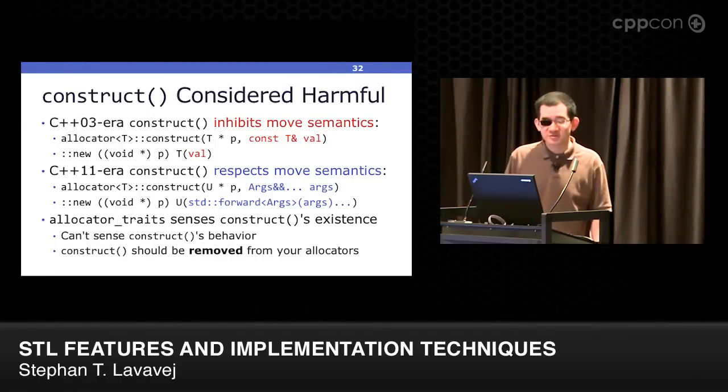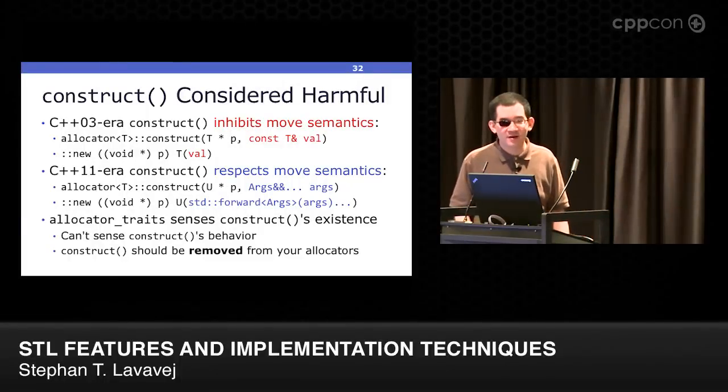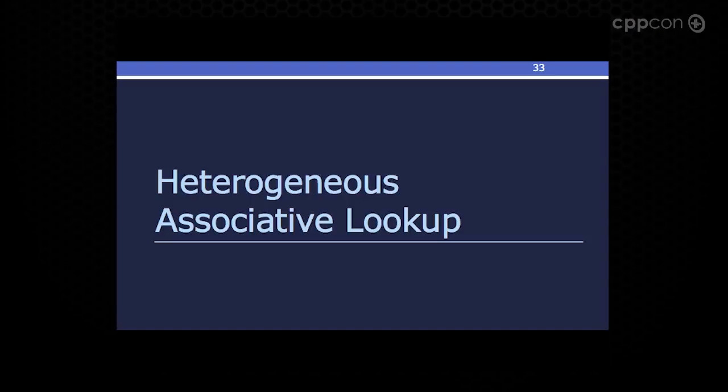So please look at your user-defined allocator, and if you have a construct in there, remove at least that. The other ones are not super harmful, like destroy and pointer typedef. You can leave those if you like. But really, construct has got to go. OK, so we're done with allocators.